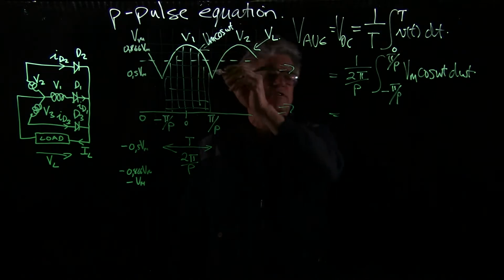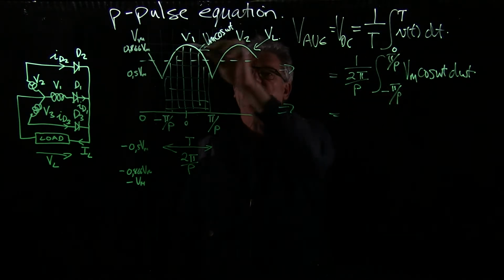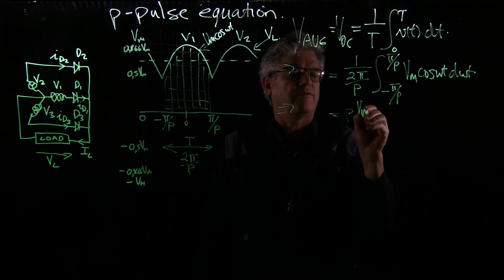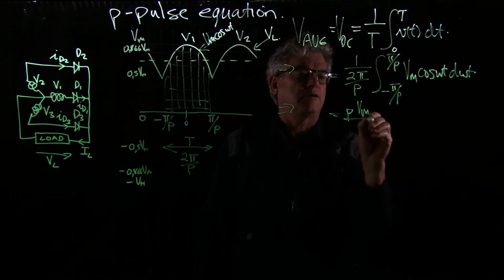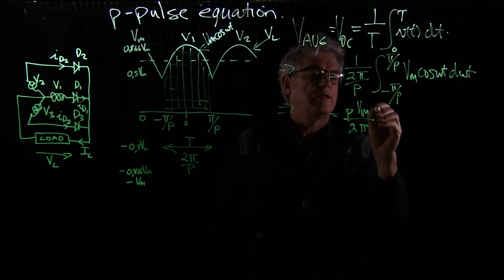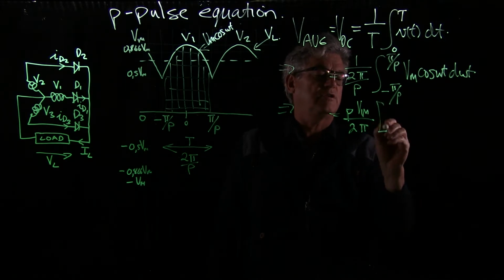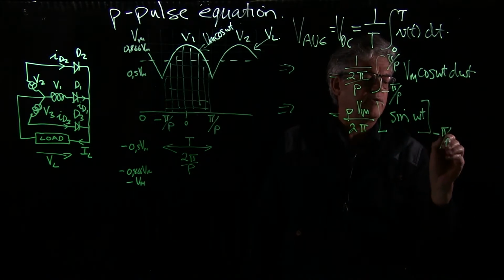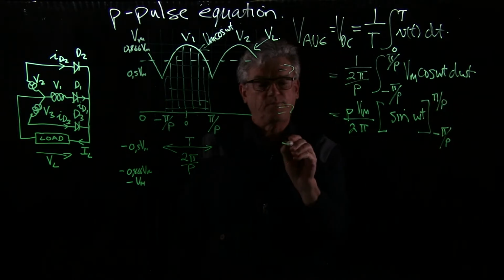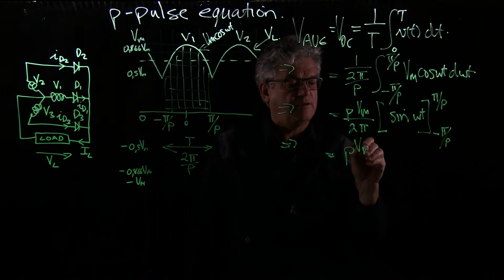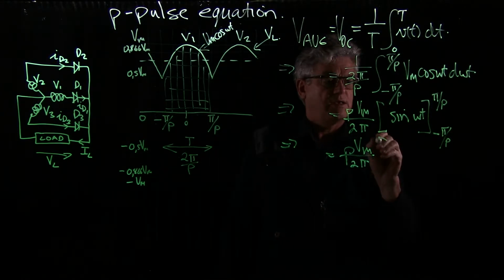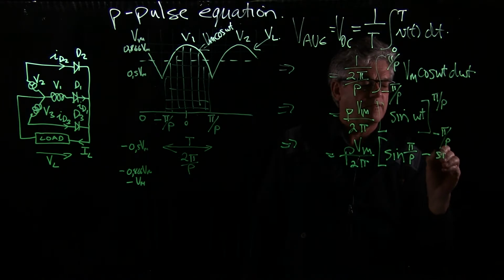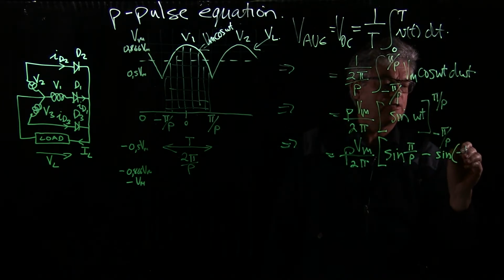That is our Vt, that section there. So the V max does not change over the period, and so we have P times V max over 2 pi, and the integral of cos omega t is sin omega t, and the limits are minus pi over P and pi over P. And therefore, it is P V max over 2 pi, the sine of pi over P minus the sine of minus pi over P.